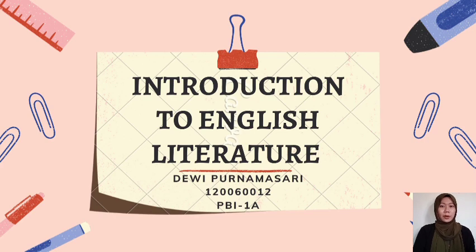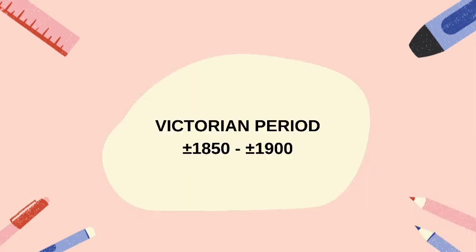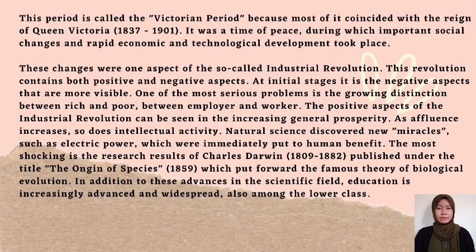So, in this video, I will explain about the Victorian period. Well, this period is called the Victorian period because most of it coincided with the reign of Queen Victoria, 1837 to 1901. It was a time of peace during which important social change and rapid economic and technological development took place. These changes were one aspect of the so-called Industrial Revolution.